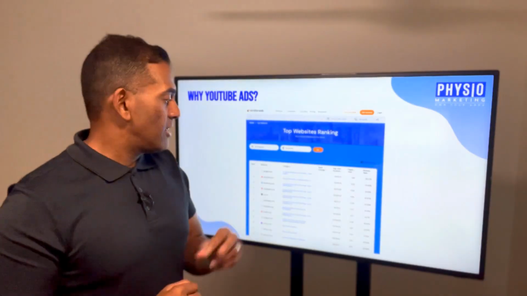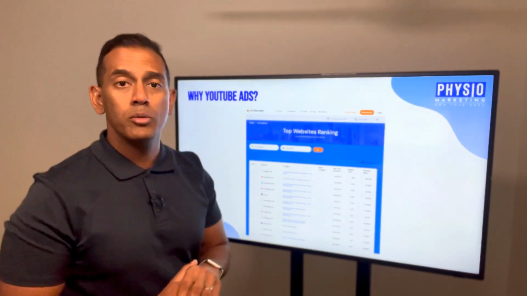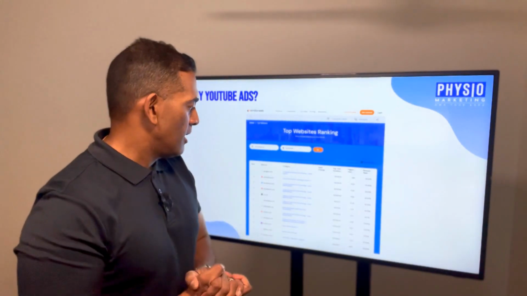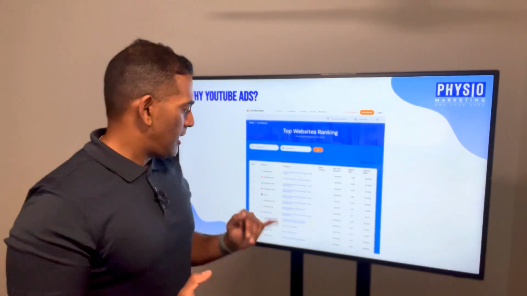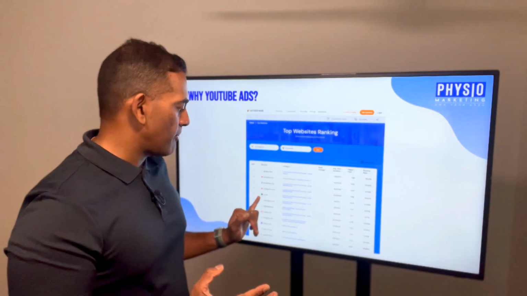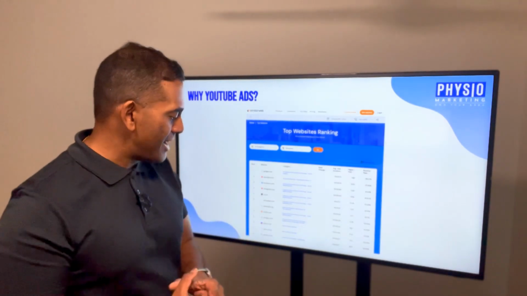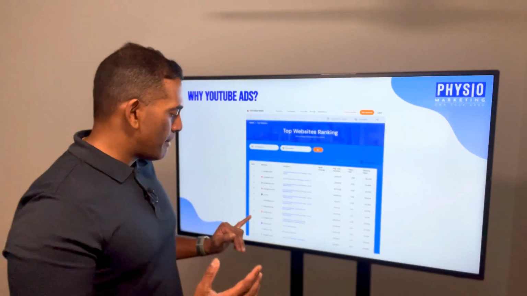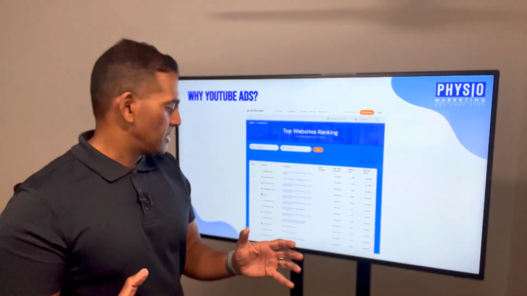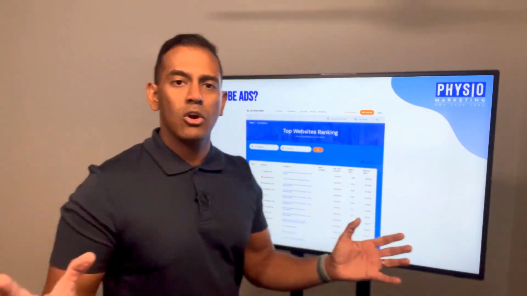So Google's number one. Number two is youtube.com. Obviously it's YouTube, right? Number three is Facebook. Number four is Instagram. Number five is X or Twitter. Number six is WhatsApp. Number seven is Wikipedia. Number eight is Reddit. Number nine is ChatGPT. Number 10 is Yahoo, and the list goes on. But if you really look at it, number two is YouTube.